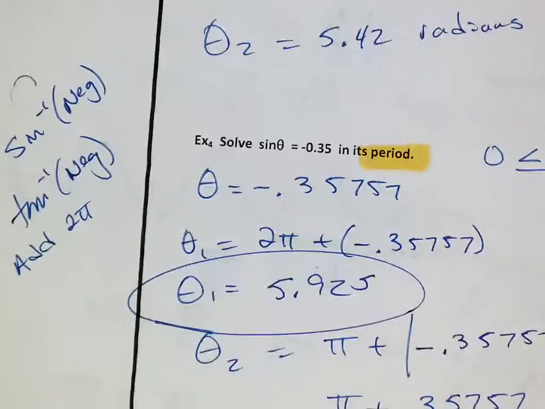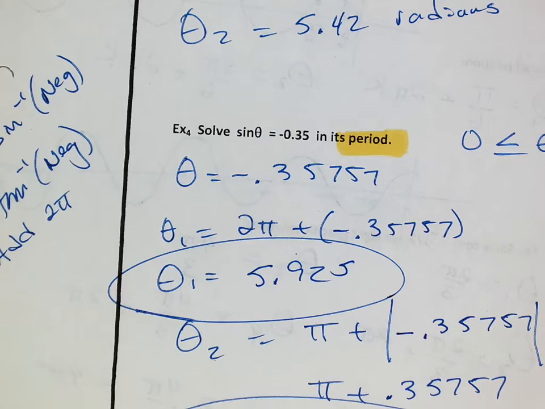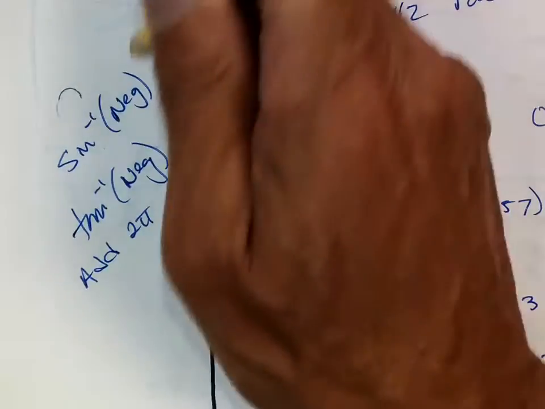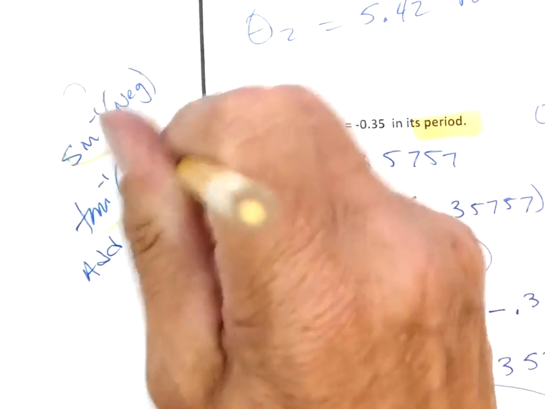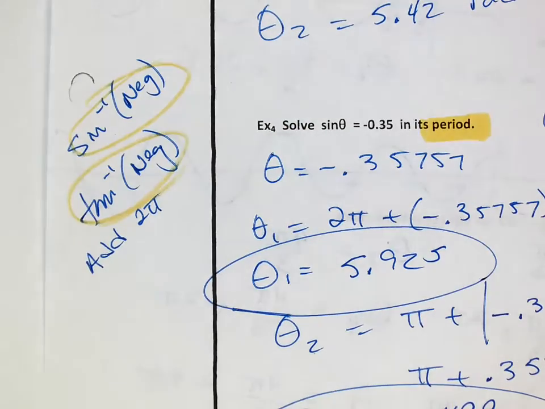So the only time this gets tricky is if sine. I'm going to highlight it again. The only time it gets tricky is on these two. These are when it gets tricky. It has to do with the fact that your calculator gives you negative answers.